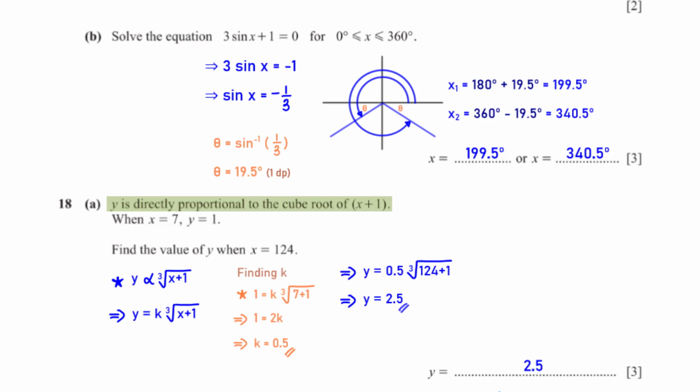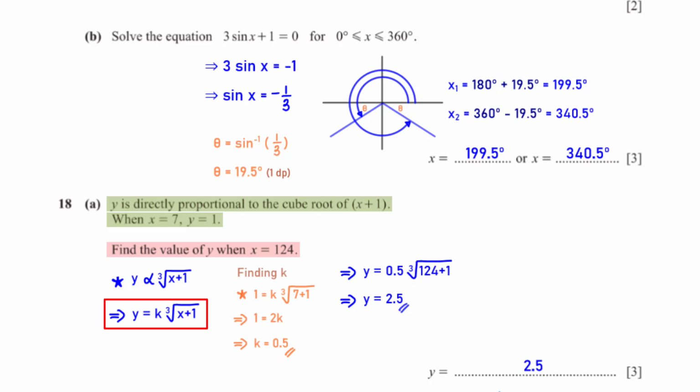Y is directly proportional to the cube root of x plus 1. When x is 7, y is 1. Find the value of y when x is 124. In mathematical terms, we write y is directly proportional to the cube root of x plus 1. We can rewrite this as y is equal to a constant, which we are going to call k, times the cube root of x plus 1. We need to find the value of k.